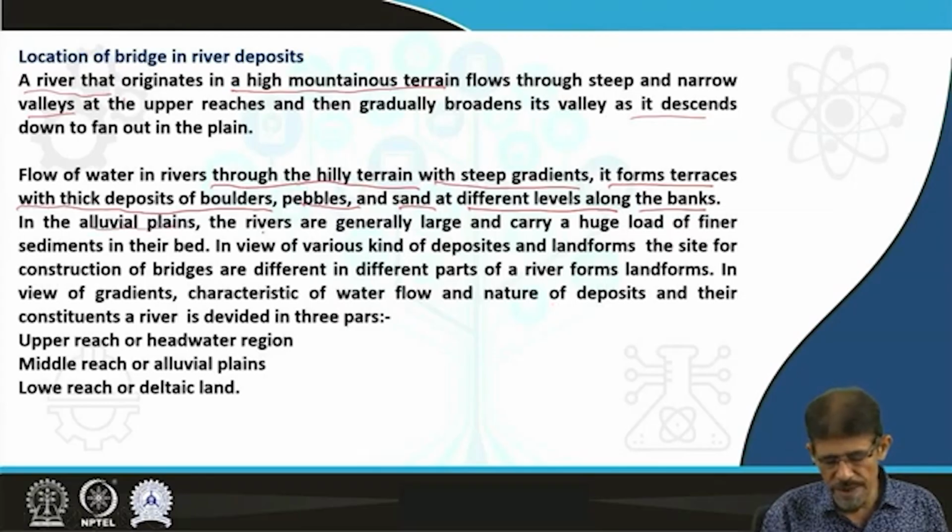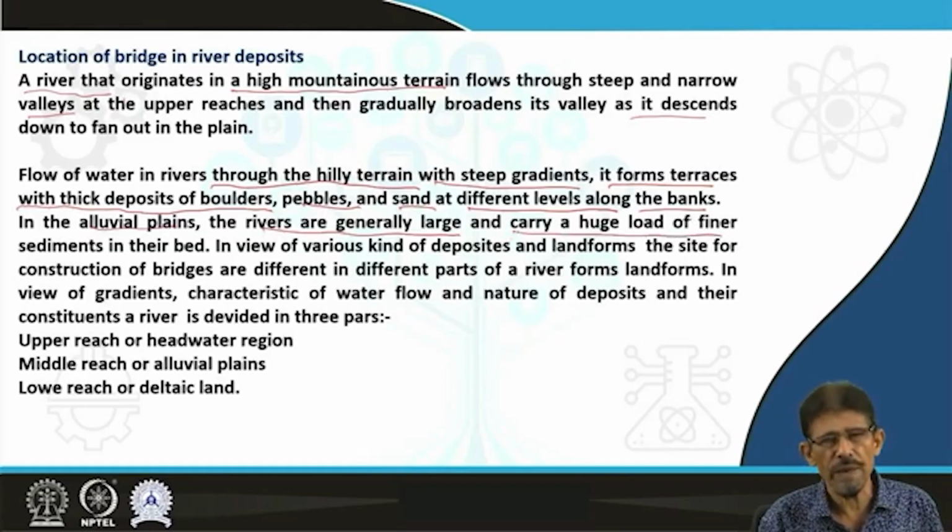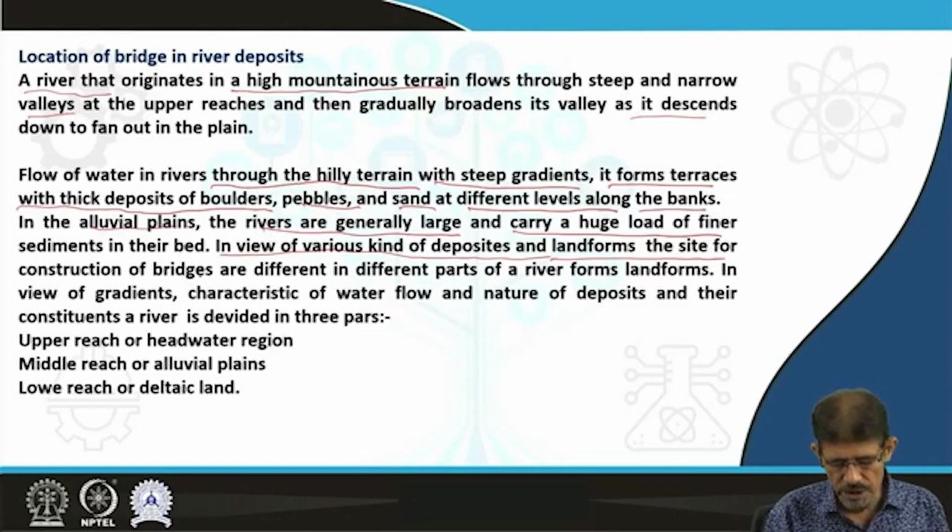In alluvial plain areas, the rivers are generally large and carry a huge load of finer sediments. Then the banks are decorated with fine to medium sand as well as silt and clay, with different terraces representing the different levels of the river with respect to time in past history. In view of various kinds of deposits and landforms, the sites for construction of bridges are different in different parts of the river or river landform.